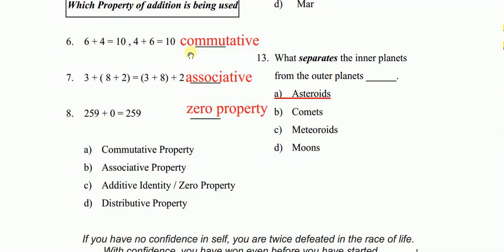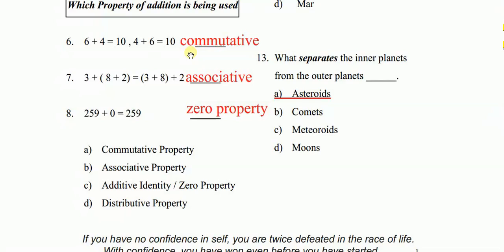Number 7, 3 plus in bracket 8 and 2 is the same as 3 plus 8 in bracket plus 2. And this is associative. And the associative property of addition states that the order in which we group the addends does not change the sum. So the order in which we group the numbers does not change the sum.